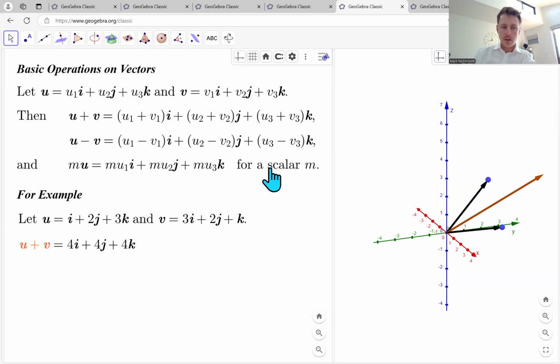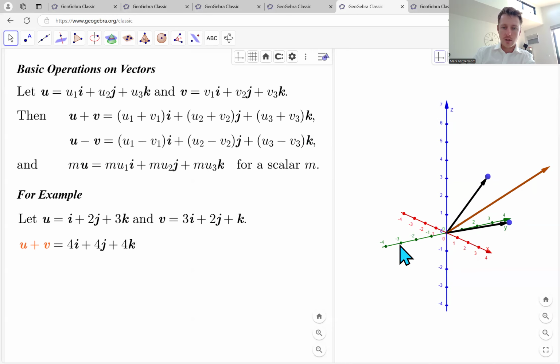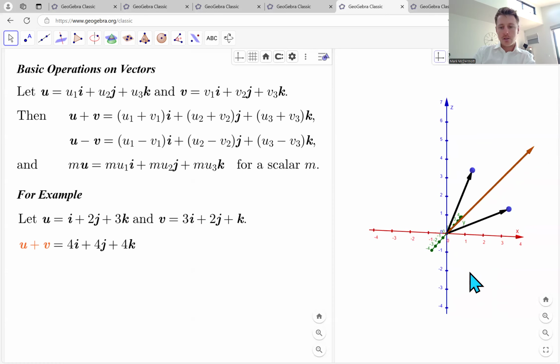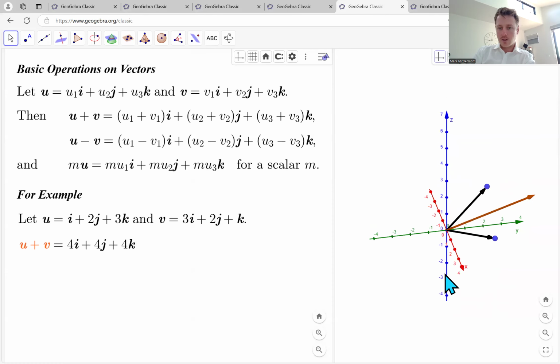Okay, so before we talk about this part here, let's just do an example. So let's imagine that this line here is vector u, defined as at the point 1, 2, 3. So we can see it's got an x value of 1, a y value of 2, and a z value of 3. And similarly, this vector v over here has an x value of 3, y value of 2, z value of 1. And so if we were to add those vectors together, you just add the coefficients.